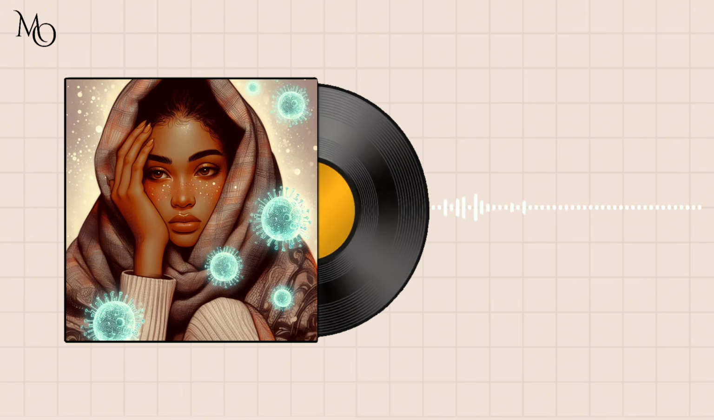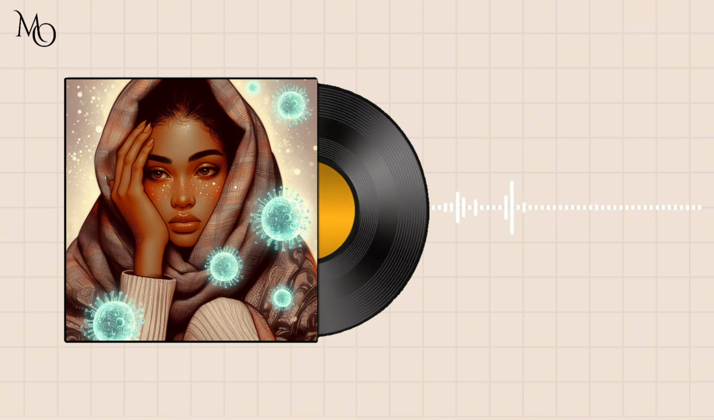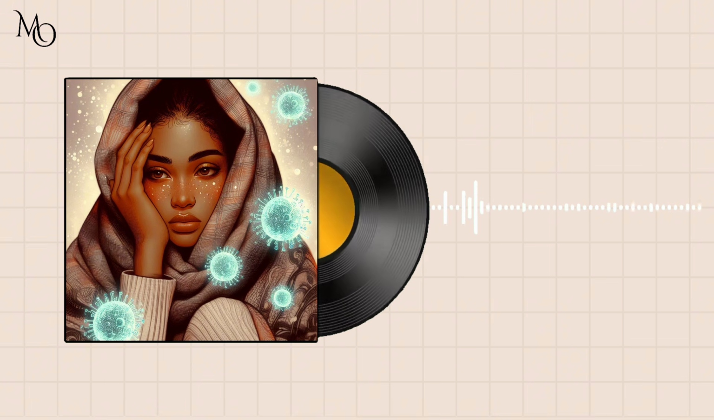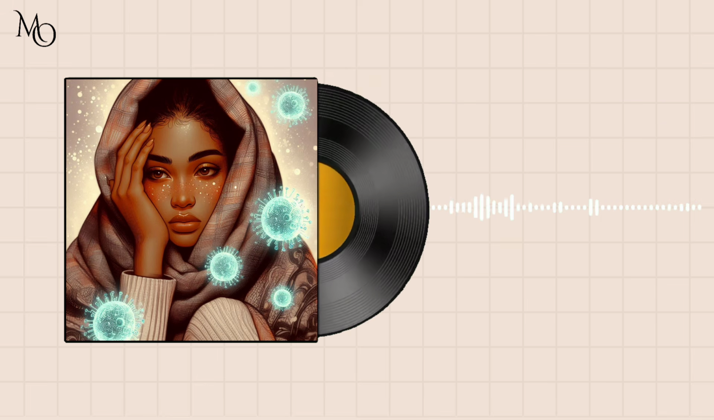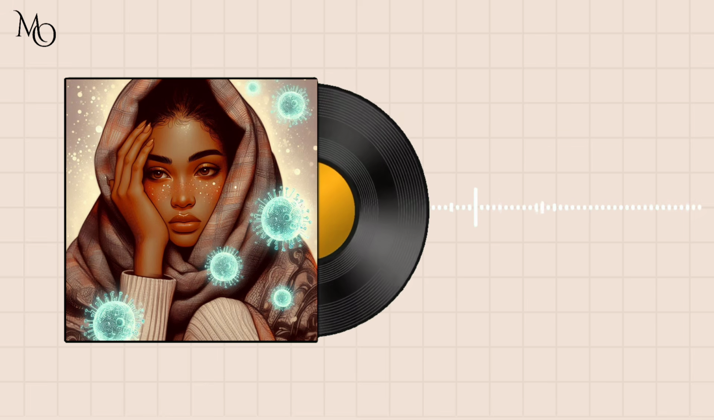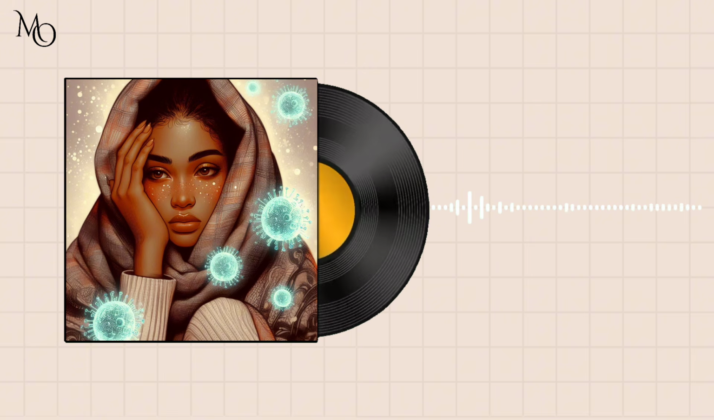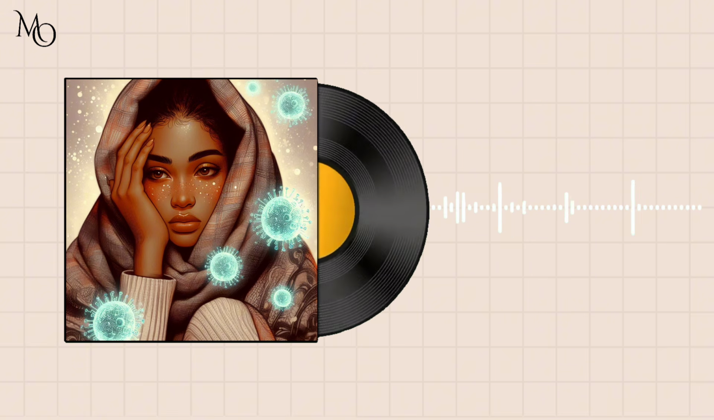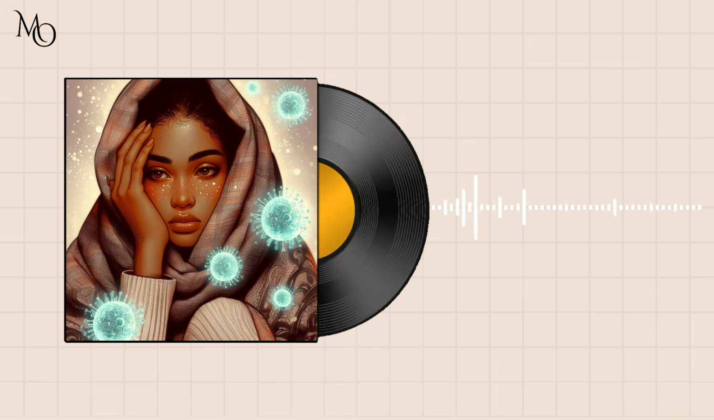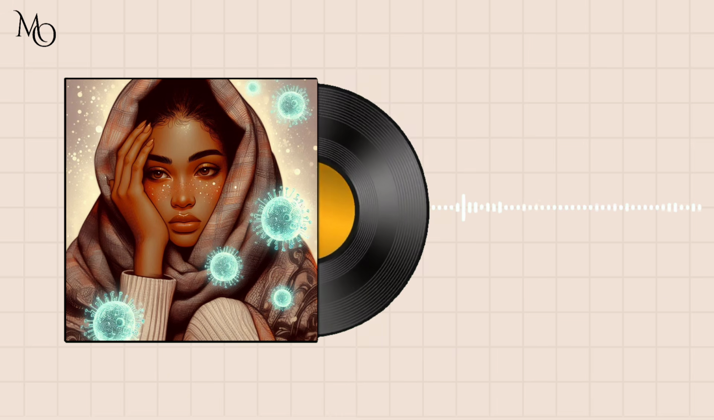Viruses are very small organisms that cannot be seen with the naked eye. They are much smaller than bacteria, and scientists need powerful microscopes to study them.